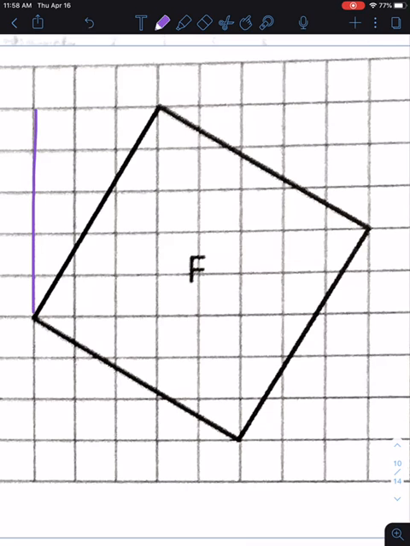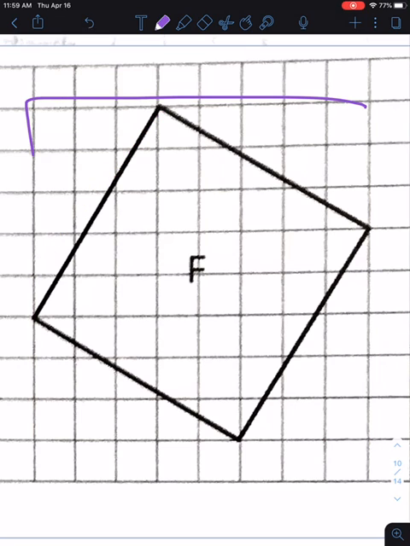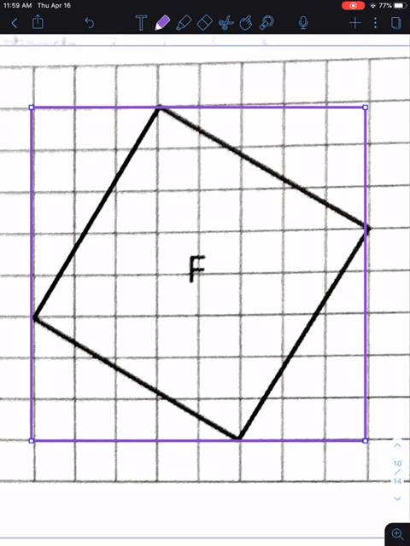If I make a bigger square, why on earth did it do that? That's bizarre. Anyway, let's try it again. Perfect-ish, kind of works. All right, so we've got our square right here.